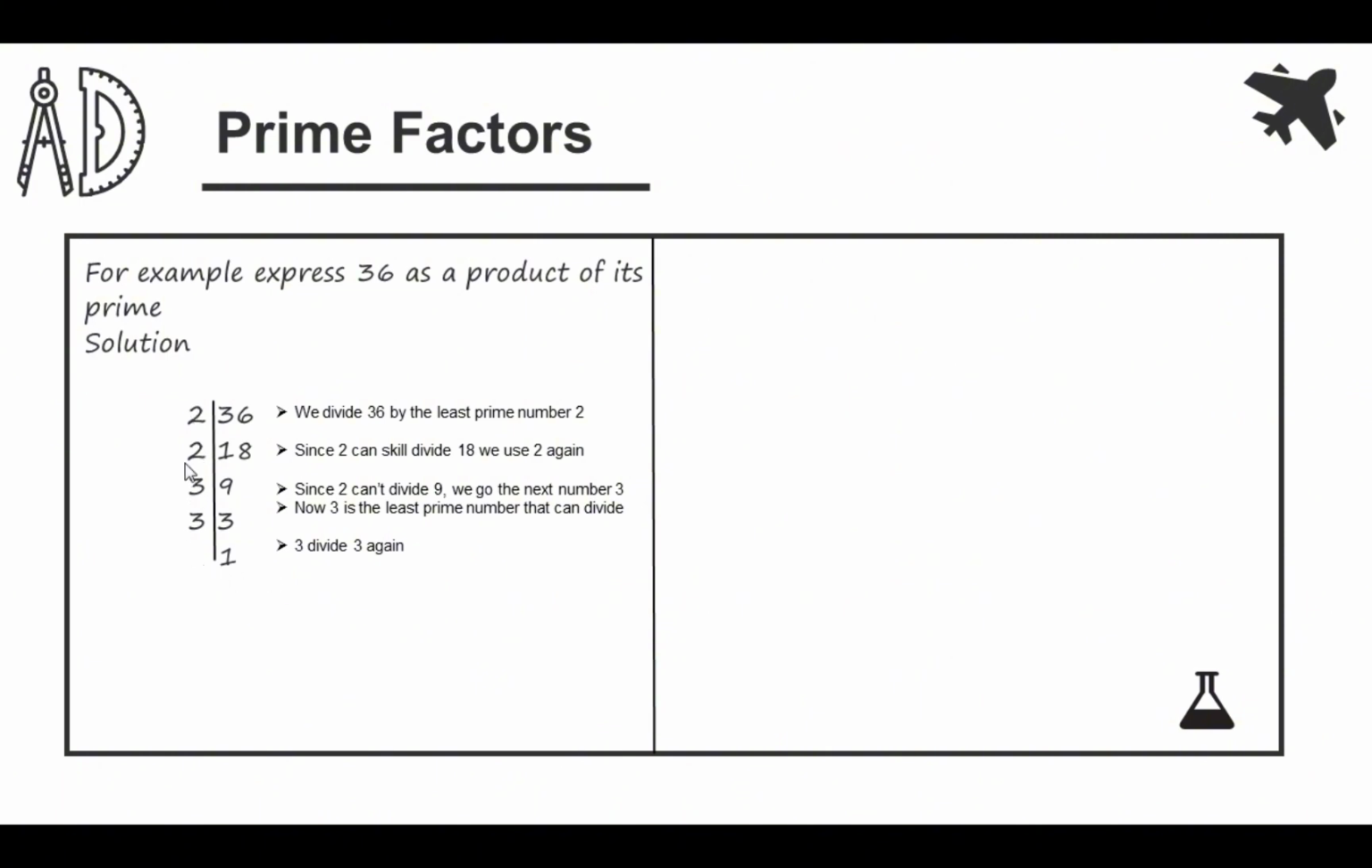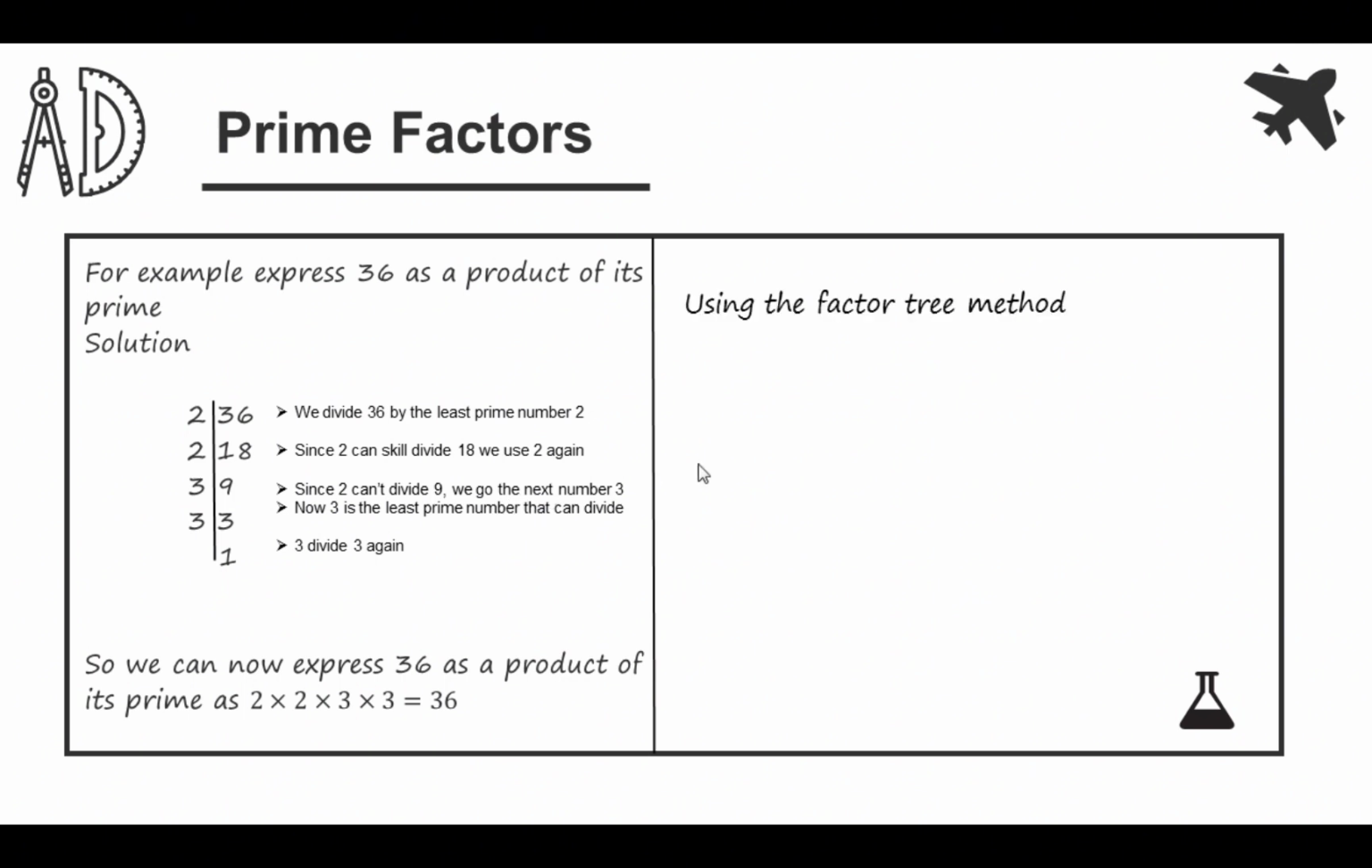Now when we are done, we copy out the prime factors that we have here and express them as 2 times 2 times 3 times 3 is equal to 36. If you use your calculator and type 2 times 2 times 3 times 3, it will give us 36. So it's either we use this method, which is the one I use, or we use the factor tree method.